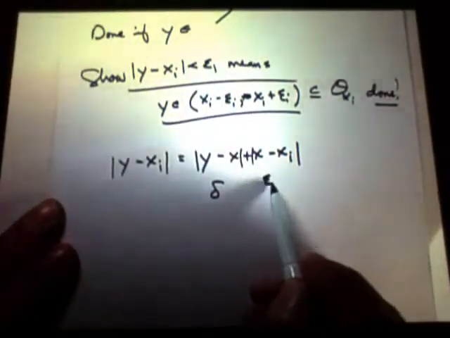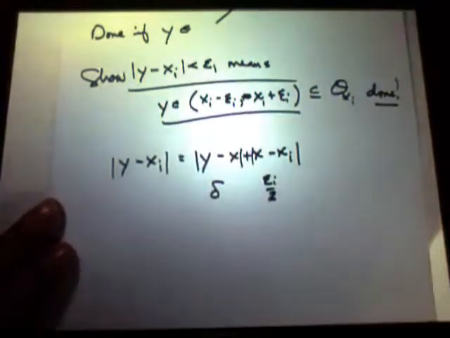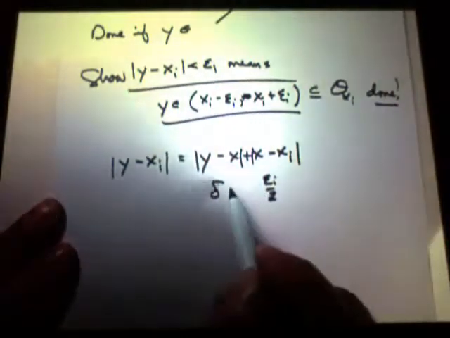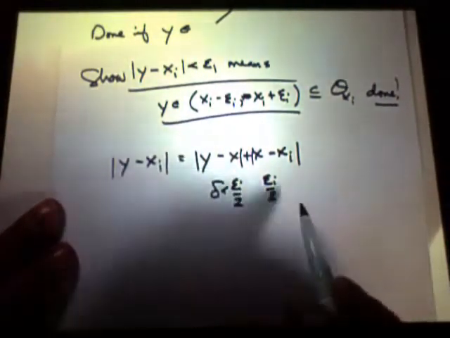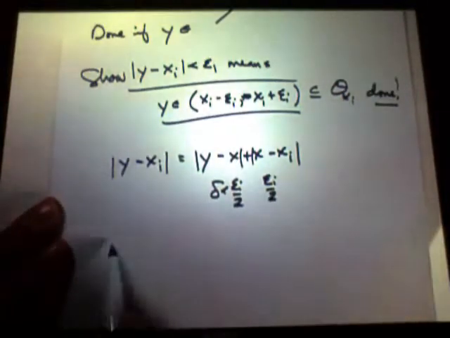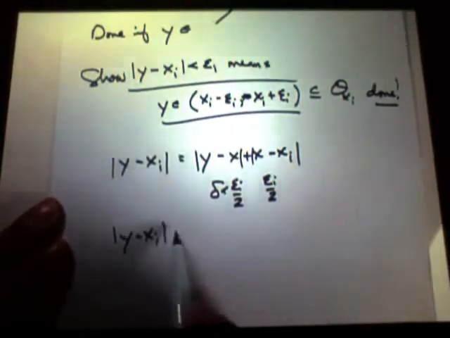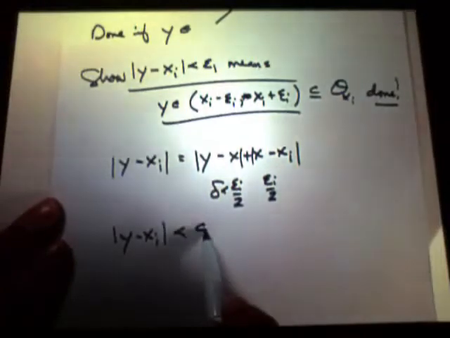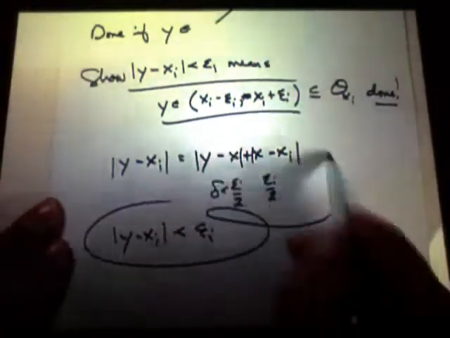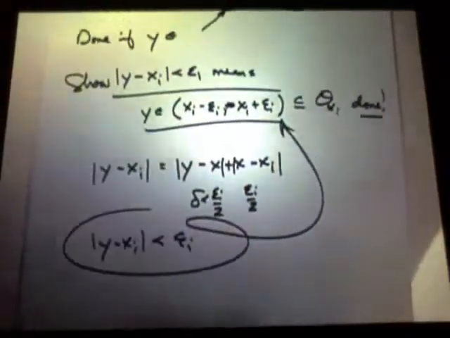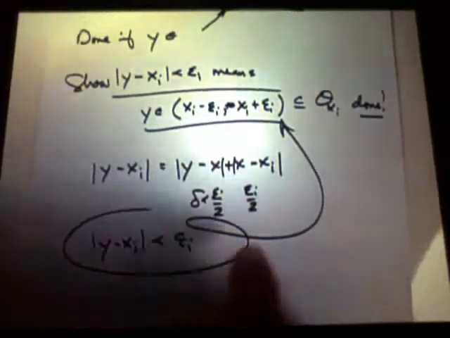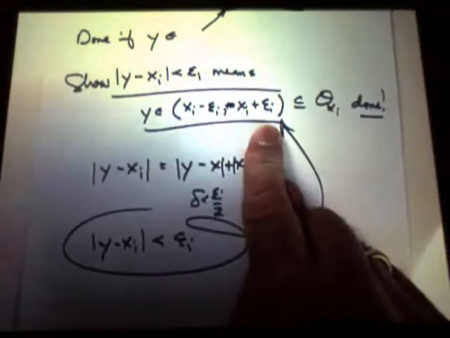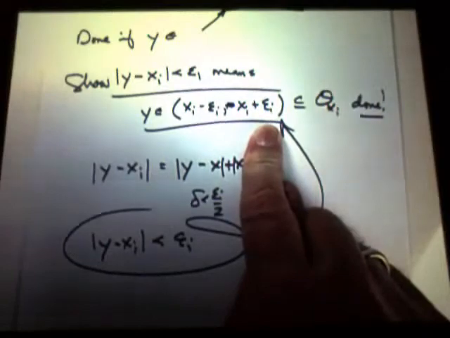So this is at most that, and this is less than that. So this distance must be less than two of those things, which is epsilon_i. But that's equivalent to y being in the original epsilon interval.